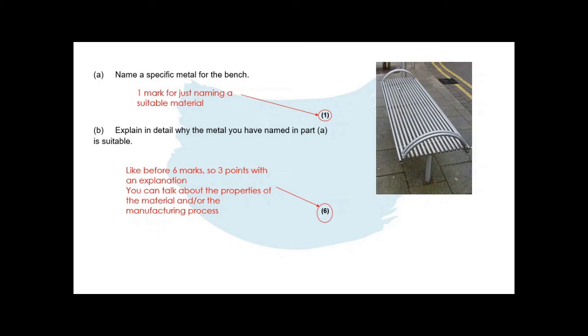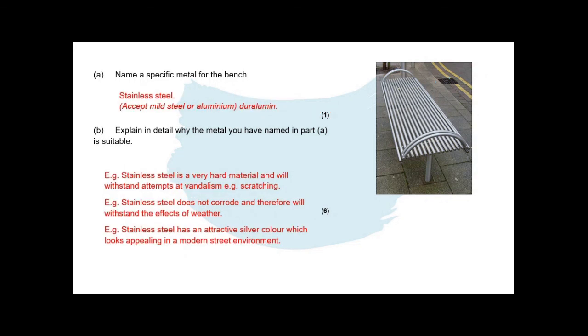So the next one, explain in detail why the metal you named is suitable. So that is 6 marks. So like before, 3 points and then an explanation for your second point gets you 6 marks in total. So you can talk about the properties of the material and or the manufacturing processes as well, because it's not specified exactly, it will be up to you, it's fine.